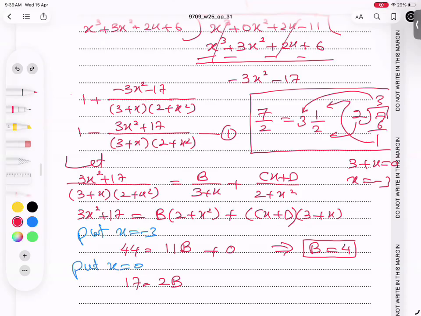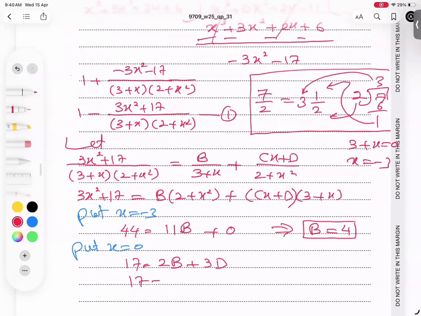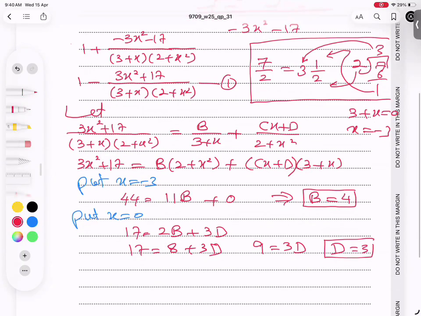So just once again, 3D is coming with us. Now before, multiplying here, 4 twos are 8, so 17 equals 8 plus 3D. And if 8 is subtracted, I get 9 equal to 3D, and D becomes 3. Now I have plugged in two pairs.